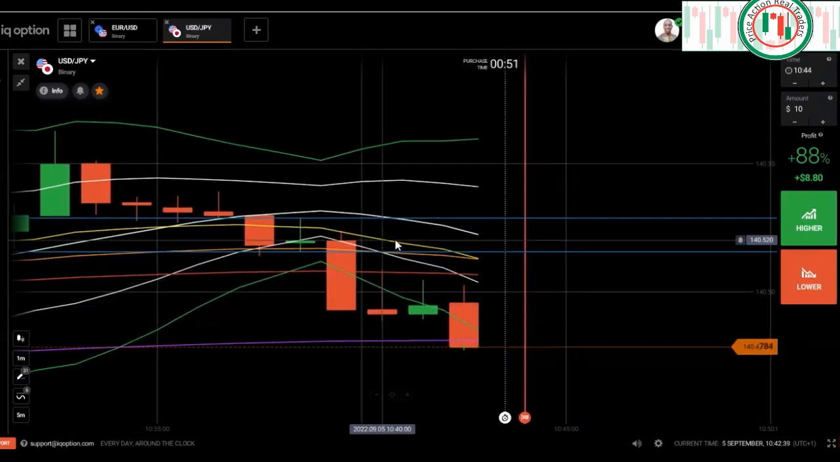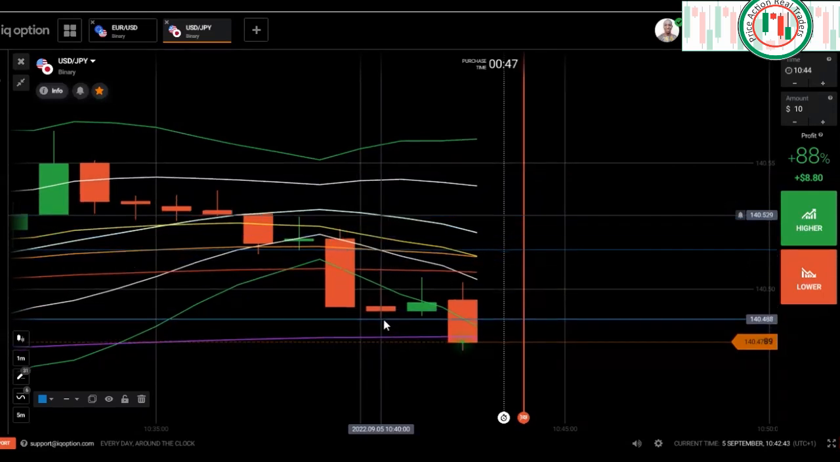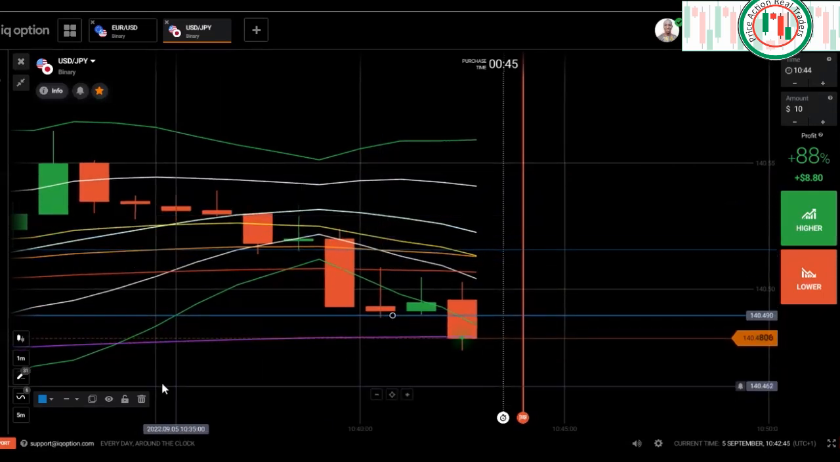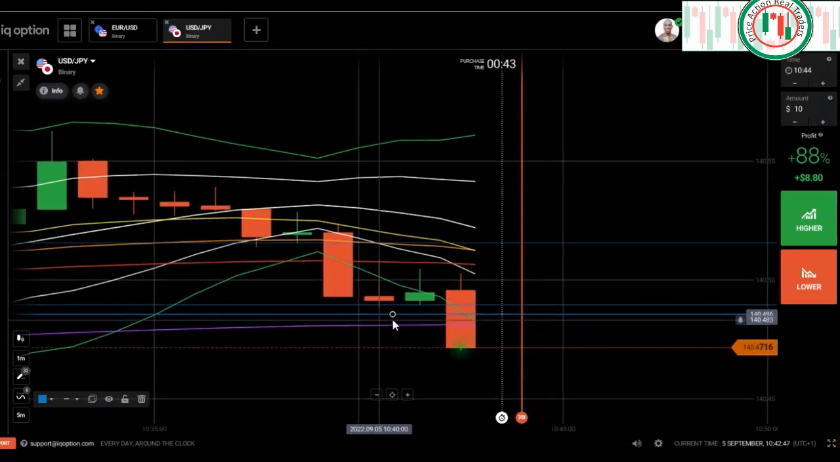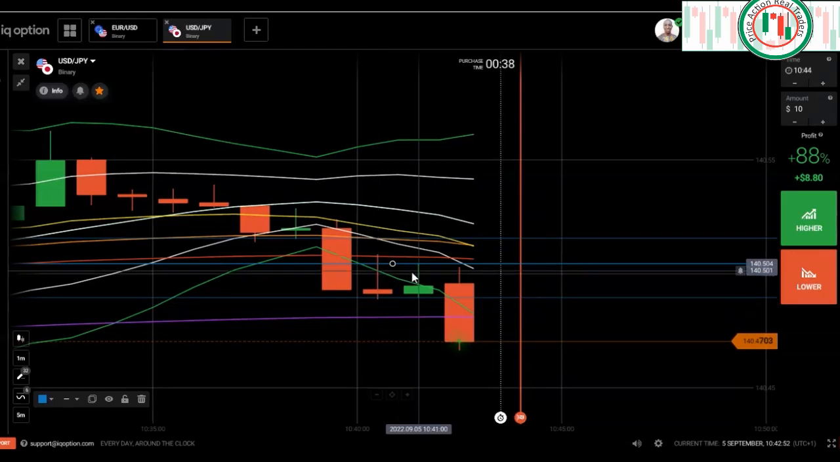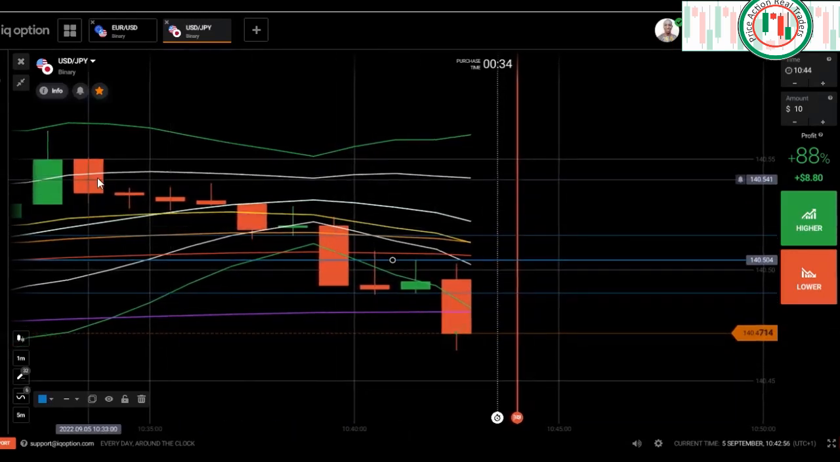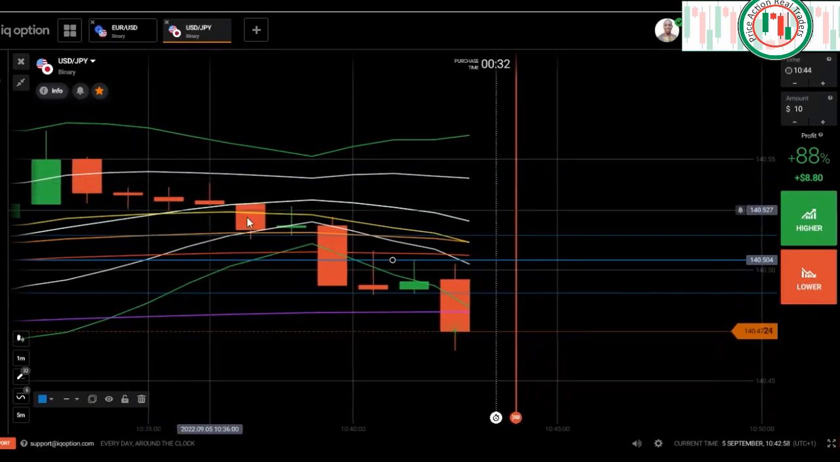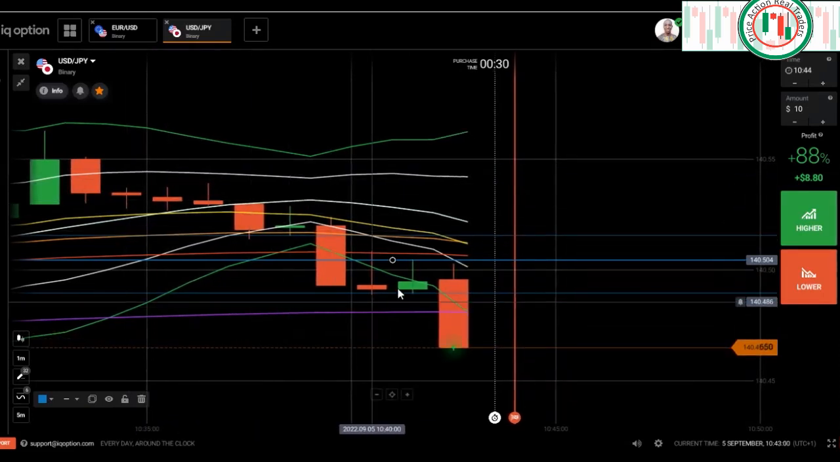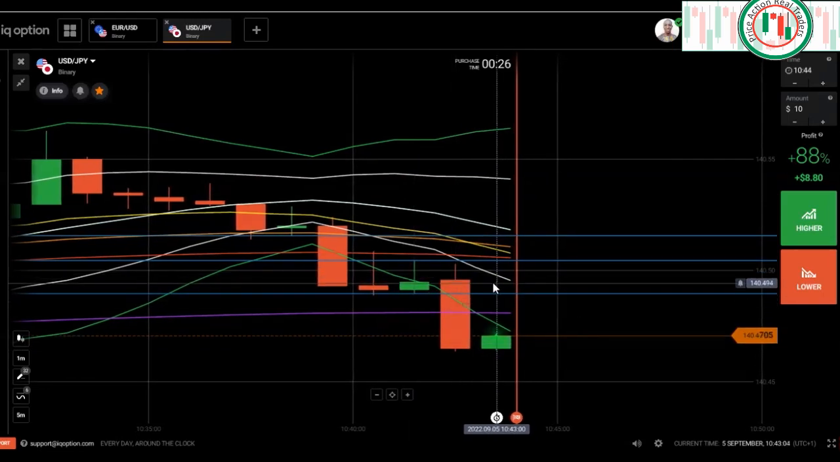You see market is going down and the market has created another zone here. You see this is another engulfing zone. Why? Because you see market comes down, retracement, and here is the engulfing, and this is the zone in ranging market.